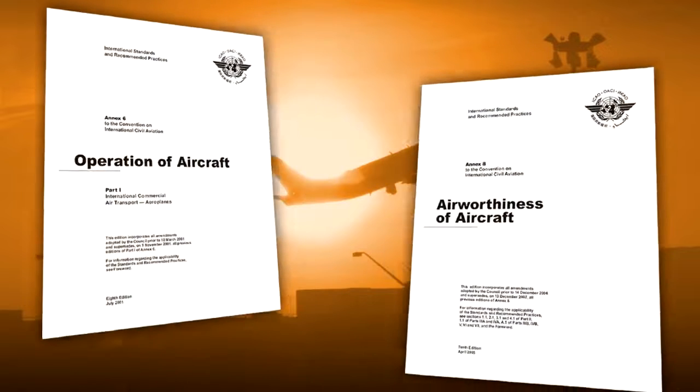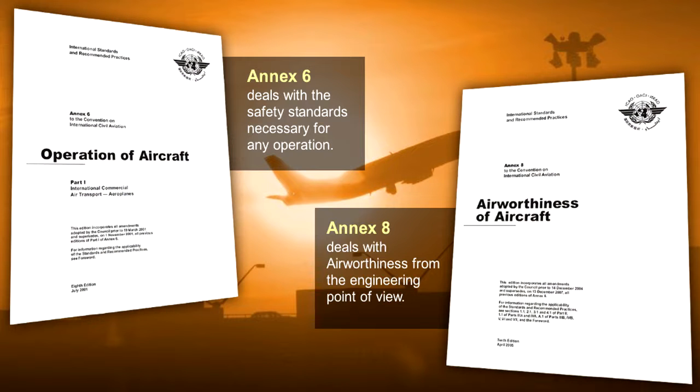The airworthiness of aeroplanes is therefore not just fully defined by the application of the standards of Annex VIII, but also the standards of Annex VI, which are complementary. Annex VIII deals with the engineering aspects, whereas Annex VI deals with the safety of the operation of the aircraft. The standards apply to performance and operation.